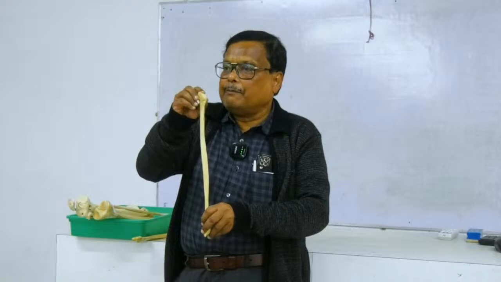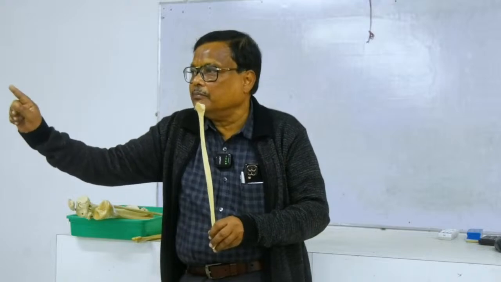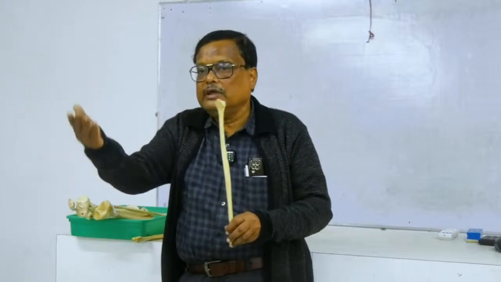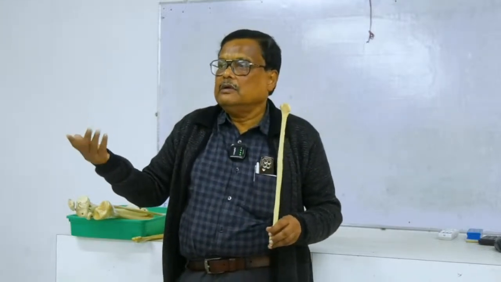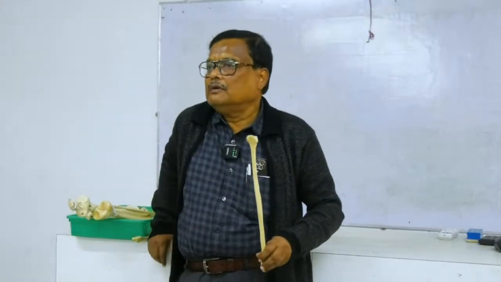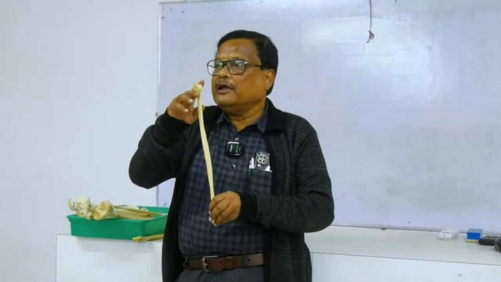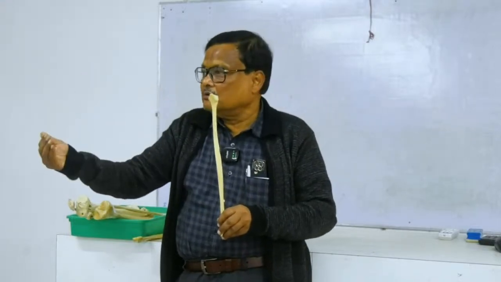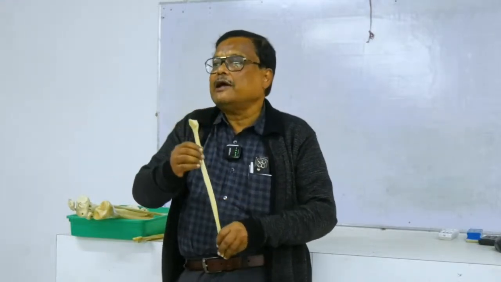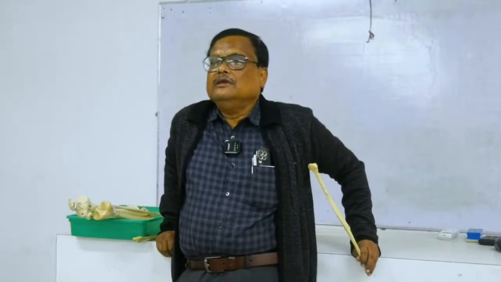And the upper secondary center appears last, at 3 to 5 years. 1 to 3, 3 to 5. Some 3, some 4, some 5. But the rule is that this one will do it first, this one later. And the upper end, which appears last, joins with the shaft at about 15 to 17 years.